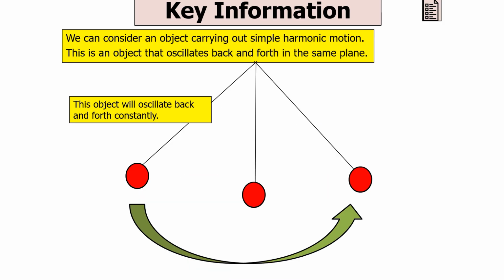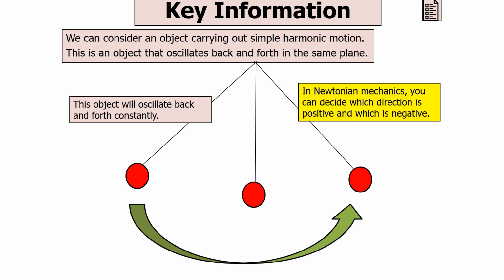Now, we can consider an object carrying out simple harmonic motion, which is an object that's oscillating backwards and forth in the same plane. Now, in Newtonian mechanics, you can decide which direction is positive and which direction is negative.